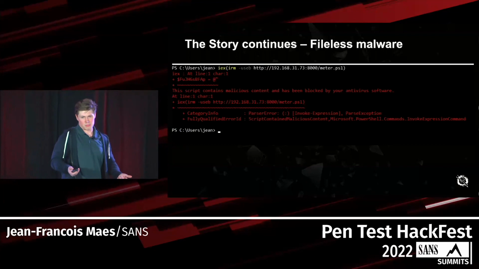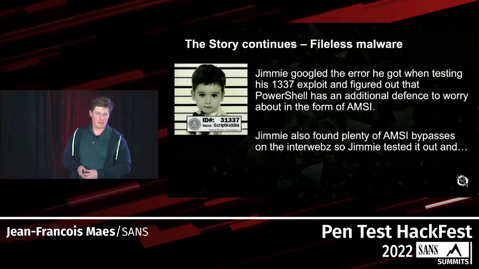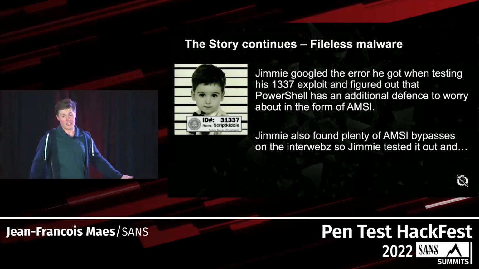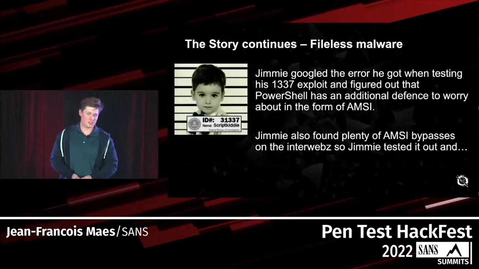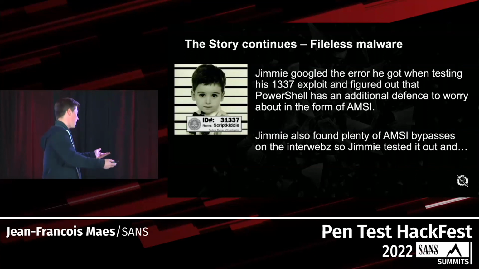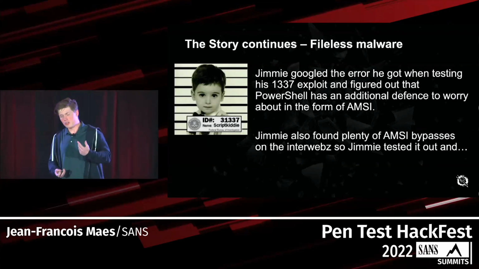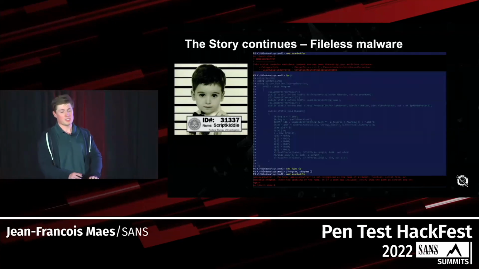This time it says, malicious content has been blocked by your antivirus software. So Jimmy, now very frustrated, is like, why is this not working? So again, he tried to Google it. Jimmy Googled the error when testing his exploit and found out that this is actually a protection in PowerShell called AMSI. Dave Kennedy kind of explained AMSI, probably some other people here too, because I haven't seen it. I was emceeing downstairs, so I don't know what has been said here and what hasn't. But I guess you're all familiar with AMSI in one shape or form. So you know that AMSI can quite easily be bypassed. And Jimmy found plenty of AMSI bypasses online and decided to test it out.